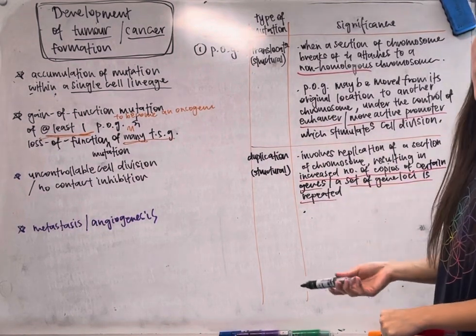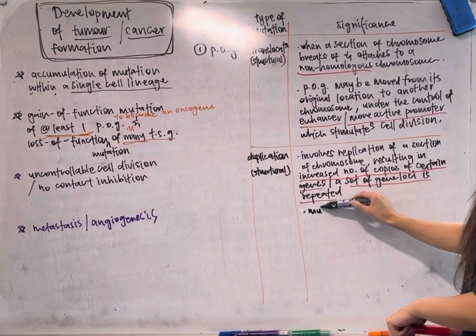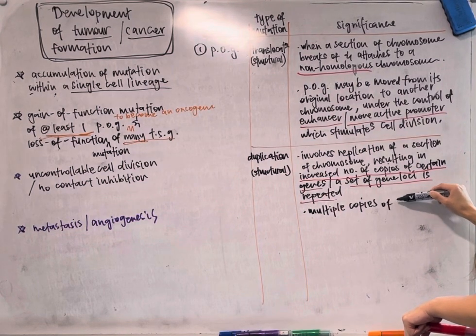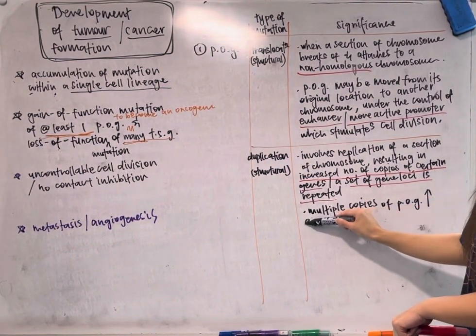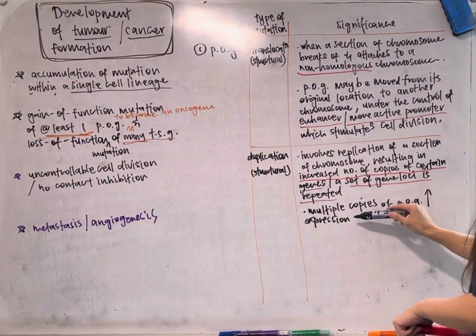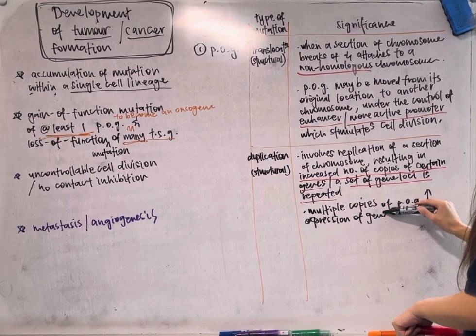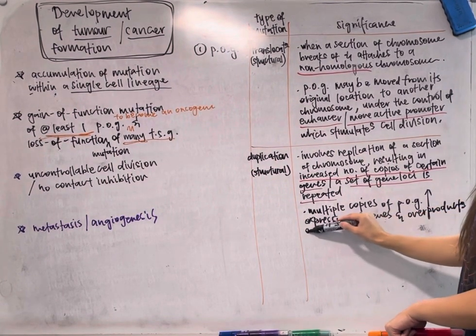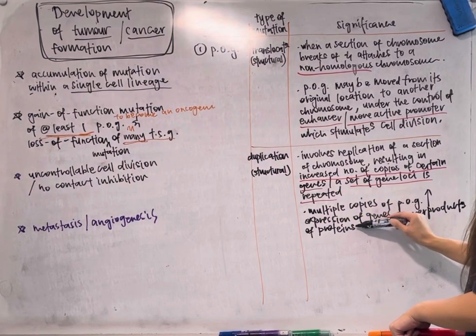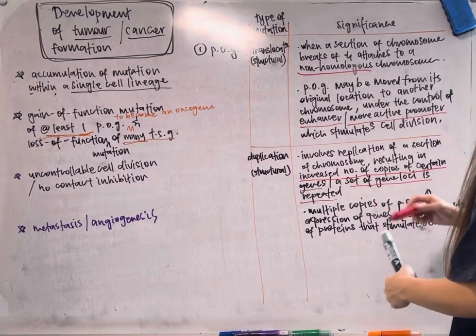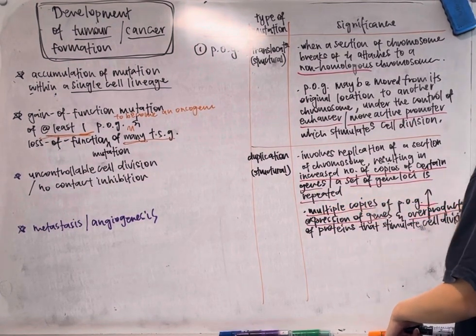So how does this lead to your proto-oncogene becoming an oncogene? This time it means that you have multiple copies of the proto-oncogene. With multiple copies of the proto-oncogene, you will have increased expression, and when you increase expression of the gene, you have an excess of this protein that stimulates cell division. The idea is multiple copies, so you increase expression and overproduction.